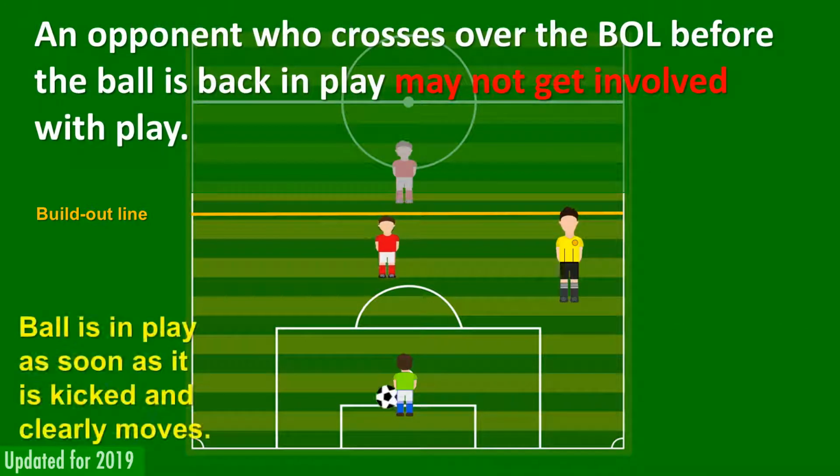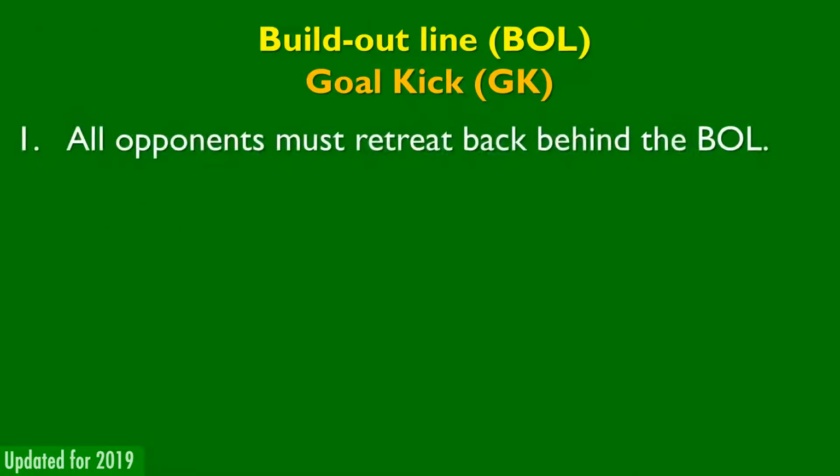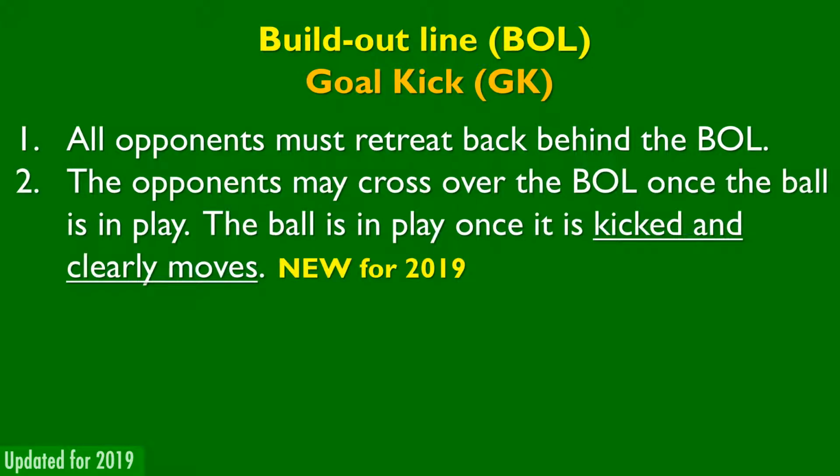If an opponent crosses the build-out line before the ball is back in play and interferes with the goal kick or gets involved in play, the referee should stop play and have the goal kick retaken. Once the referee signals for a goal kick, the opponents must move back behind the build-out line. The opponents may only cross back over the build-out line once the ball is back in play. The ball is back in play when it is kicked and clearly moves.